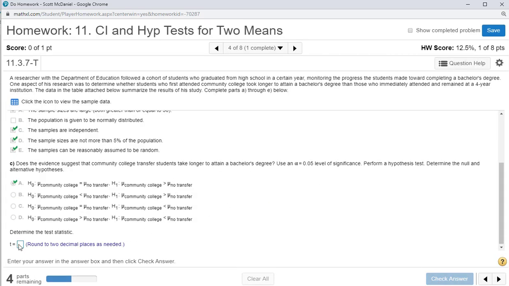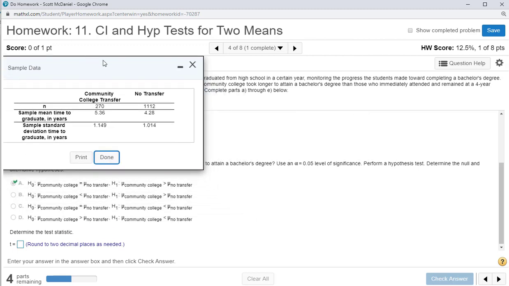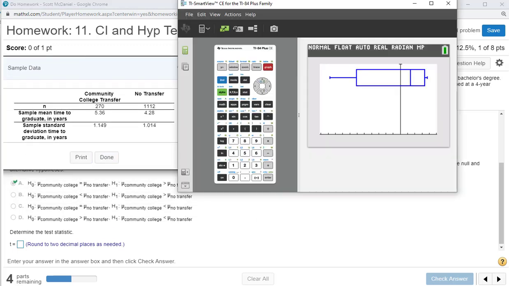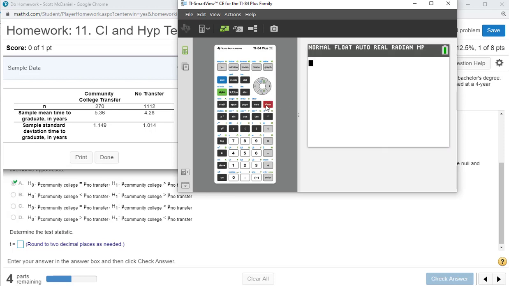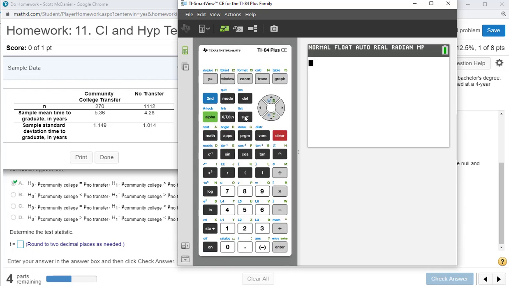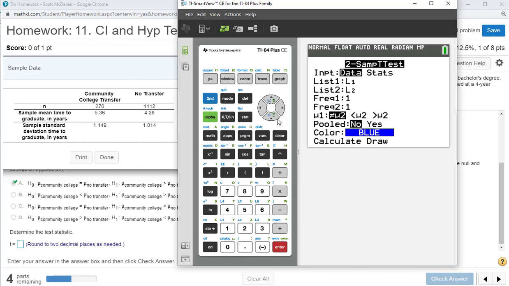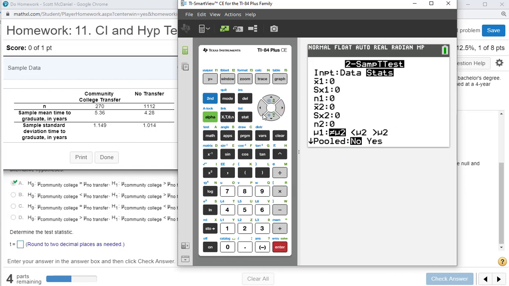Now we need to run the data. So we need to pull this up, move it out of the way here, and I will pull in the TI calculator and clear that out. Press stat, test. We have a two sample t-test, number 4. We don't have raw data, so I'm going to scroll over here. We have summary statistics given, and then just populate these.